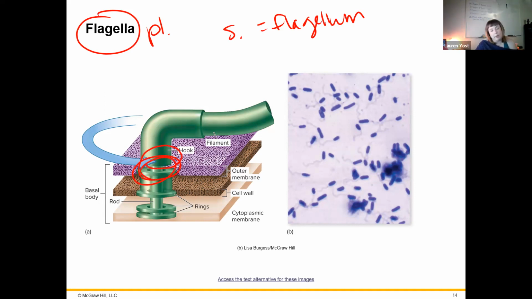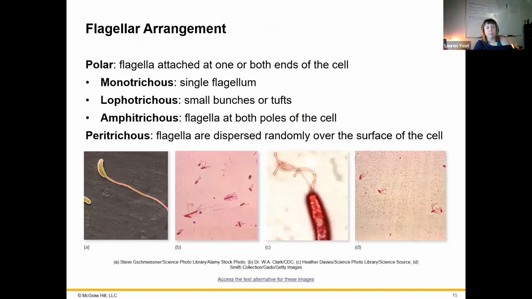They do not whip around. They look like they should be able to whip around, but they do not do that. They will be rotating, and it works sort of like a motor through the layers of the cell envelope, so the total outer covering of the cell. And it does require energy in order for this to work, but that's the general structure of it. So it looks and operates quite a bit like a motor.